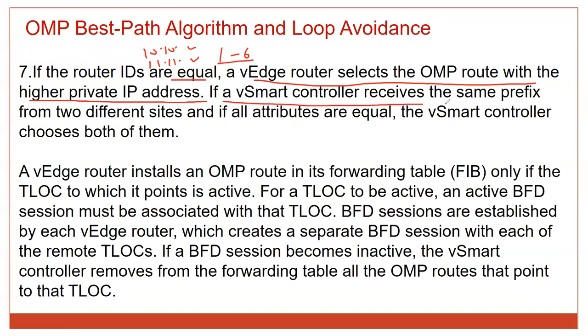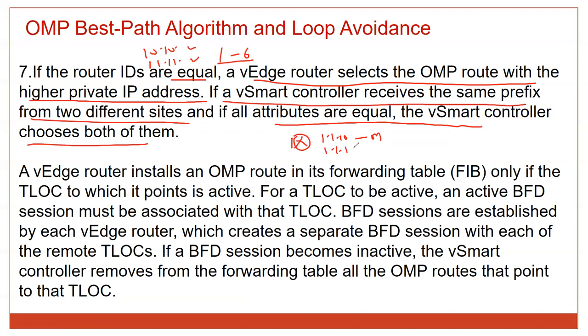Now, if the vSmart controller receives the same prefix from two different sites, and all the attributes are equal, vSmart will choose both. So you will see in the vSmart for certain routes, it is installing via MPLS, and the same route it will install via internet. Now, receiving the routes is different. Installing the route is different. Sending means you are sending. So always remember how many routes you receive. There may be a chance you will receive 20 and install 10. And there may be a chance that you will send maybe 30. So all these parameters have different values and different meanings as well.